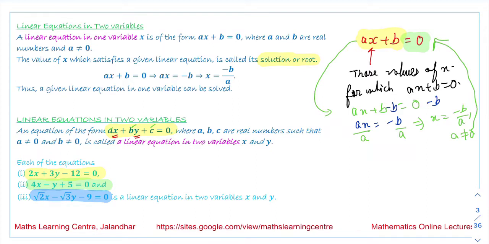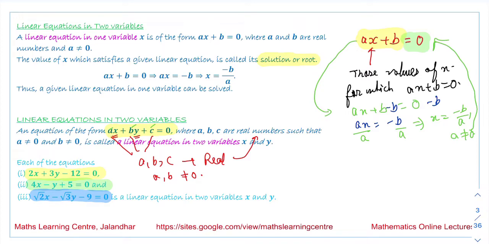So what we see from this is that the values of a, b and c are basically real numbers, and we are saying a and b are not equal to 0.